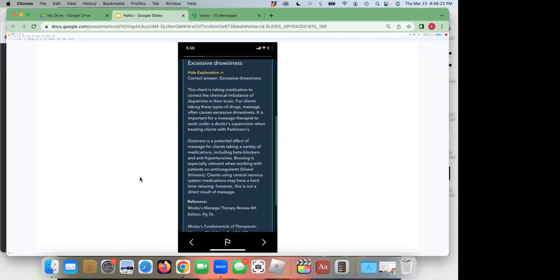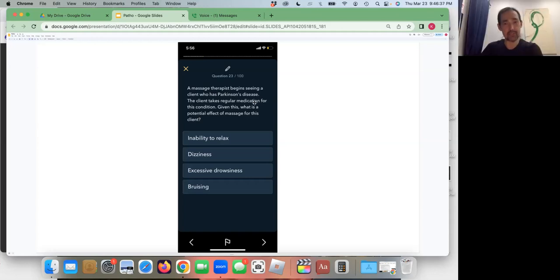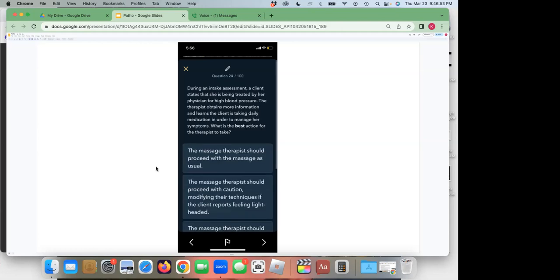Okay, question. Yes. It didn't say they took their medicine yet, so would it still be excessive drowsiness? So we're just supposed to assume that they took their medicine every single time they come in? Yes, because it says the client takes regular medication for this condition. So if the question says they have a disease, that's a chronic condition. If they have a disease and they take medication, assume they're taking it regularly. Oh, okay. All right. Not a bad question.